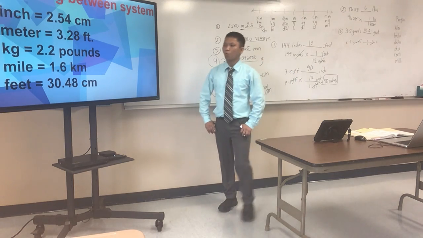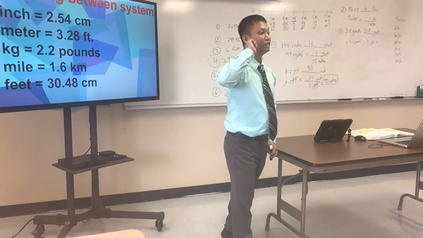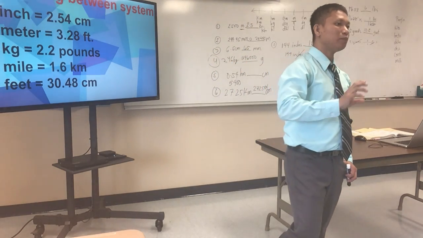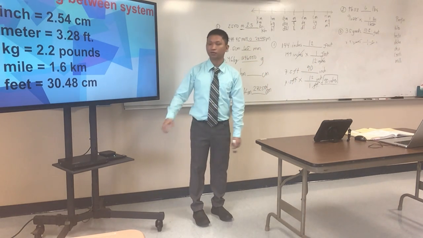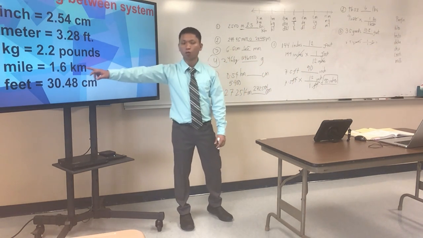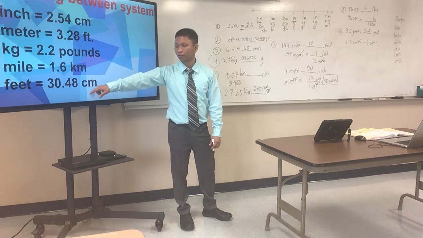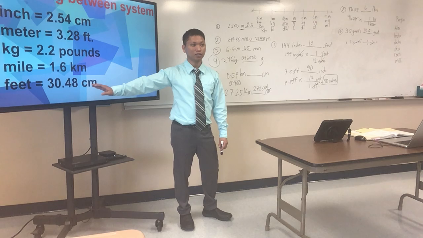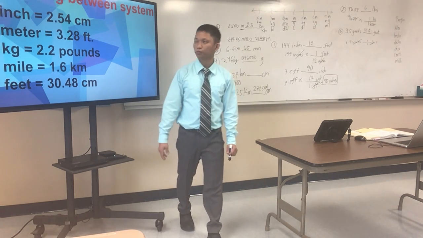1 mile is equivalent to 1.6 kilometers approximately, but it's actually 1.609. To make it uniform, we're just using 1.6. And 1 foot is equivalent to 30.48 centimeters. So you must remember this one.